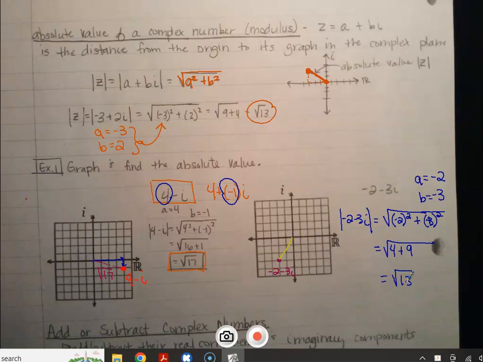So we have the square root of 13, there is the absolute value. So again, we're just plugging these in, like picking out the A and the B, plugging them into the formula and solving. It's not too terrible.